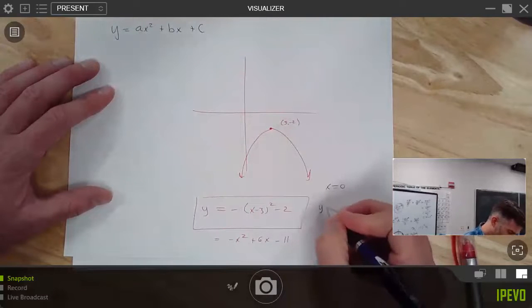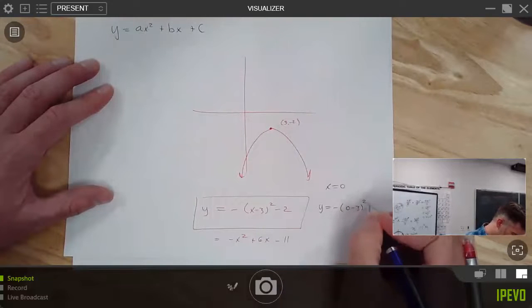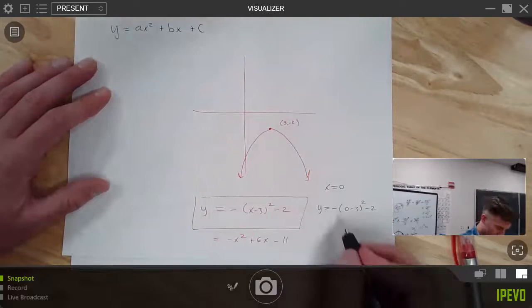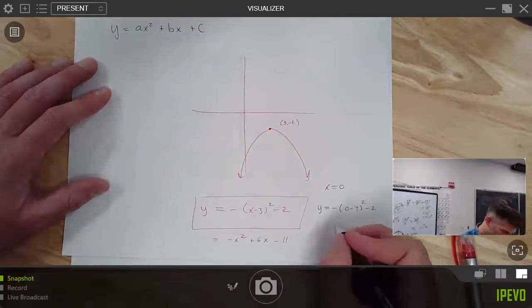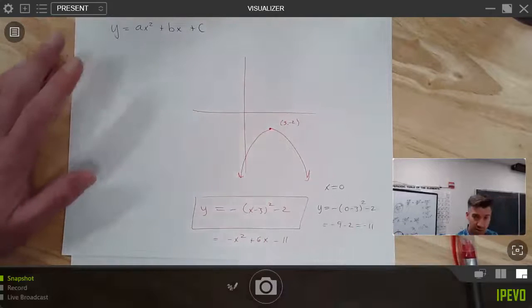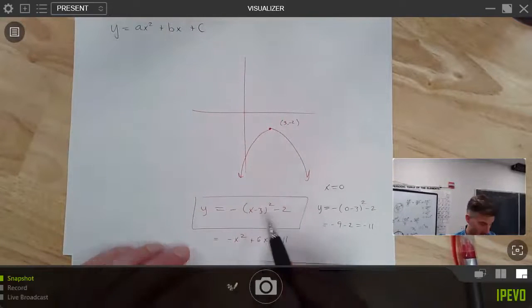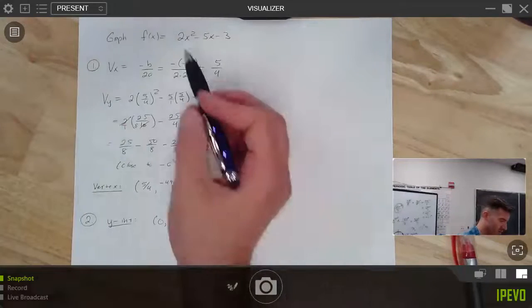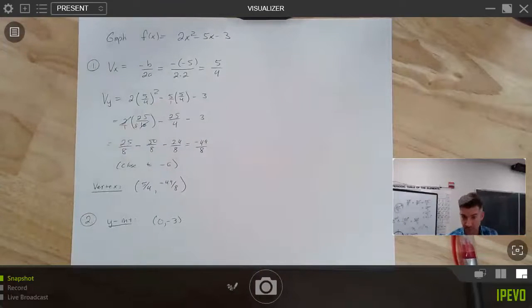you would get y equal to -(0 minus 3) squared minus 2. 0 minus 3 is -3. -3 squared is 9. So you get -9 minus 2, which is -11. So just be careful. If you've got the completed square form, when you plug in 0, it's a little bit more work to find the y-intercept. Whereas if you got the usual standard form, when you plug in 0 to find the y-intercept, it's super easy.